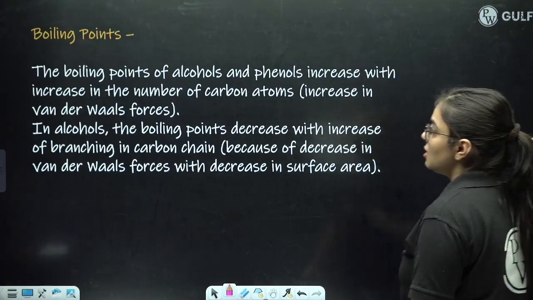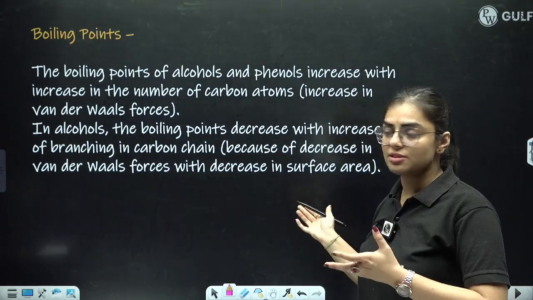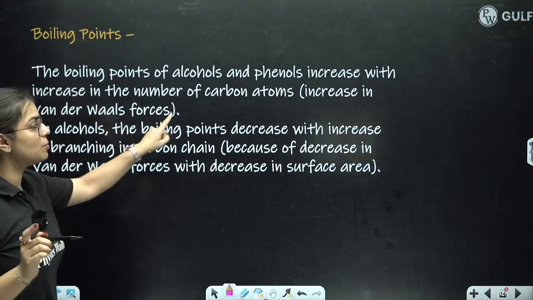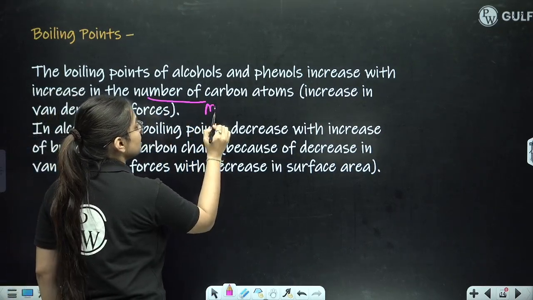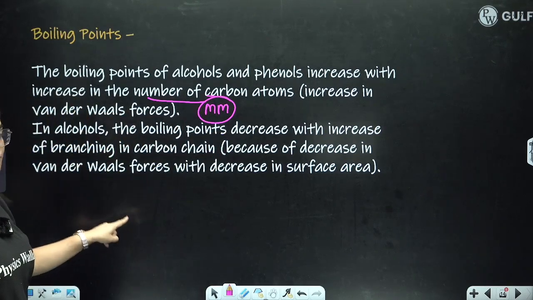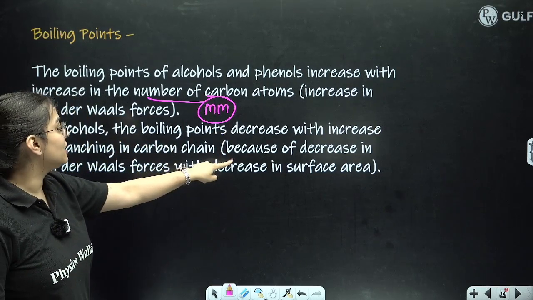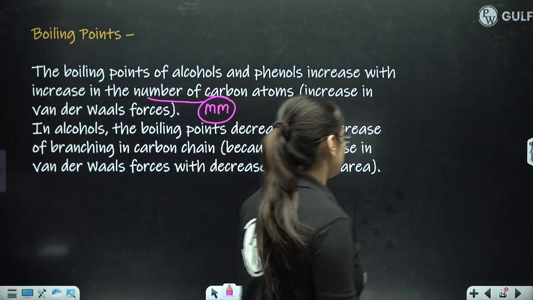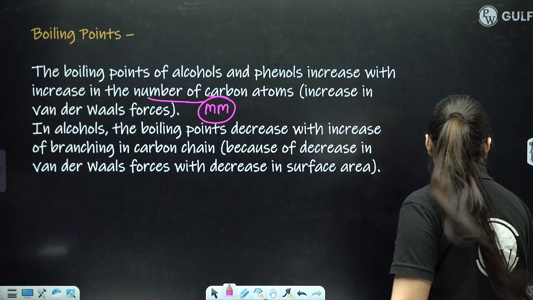Now students, this is about the things that I've already told you, so let's read about it. Boiling point of alcohol and phenol increases with increasing number of carbon atoms. That means what? Increasing molecular mass, right? That means increasing van der Waals forces. Now, in alcohol, the boiling point decreases with increase of branching in the carbon chain. So I told you it is inversely proportional to branching. Yes everyone, this thing we have already done.